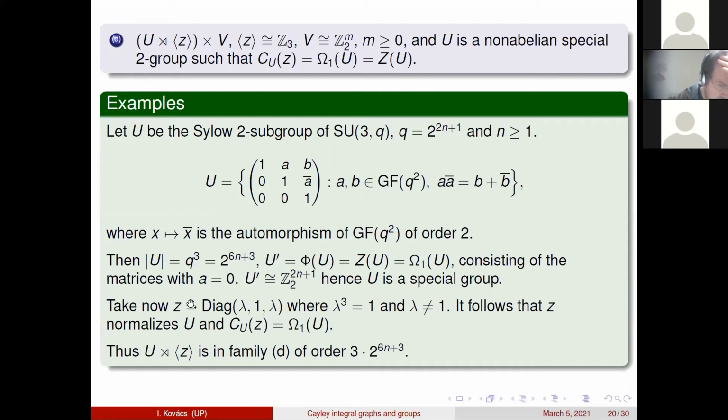And if you take a diagonal matrix with lambda, 1 and lambda inverse on the diagonal, where lambda is a third root of unity which is not 1, then this will normalize the group, and the centralizer will be exactly the group generated by the involutions. And this is exactly what we need here. So we get that all these groups form family D, and the order is 3 times 2 to the 6n plus 3. So we get an interesting family. And it's interesting because you start with an innocent question, drawing these cubic graphs, and in the end you can get the special unitary group.